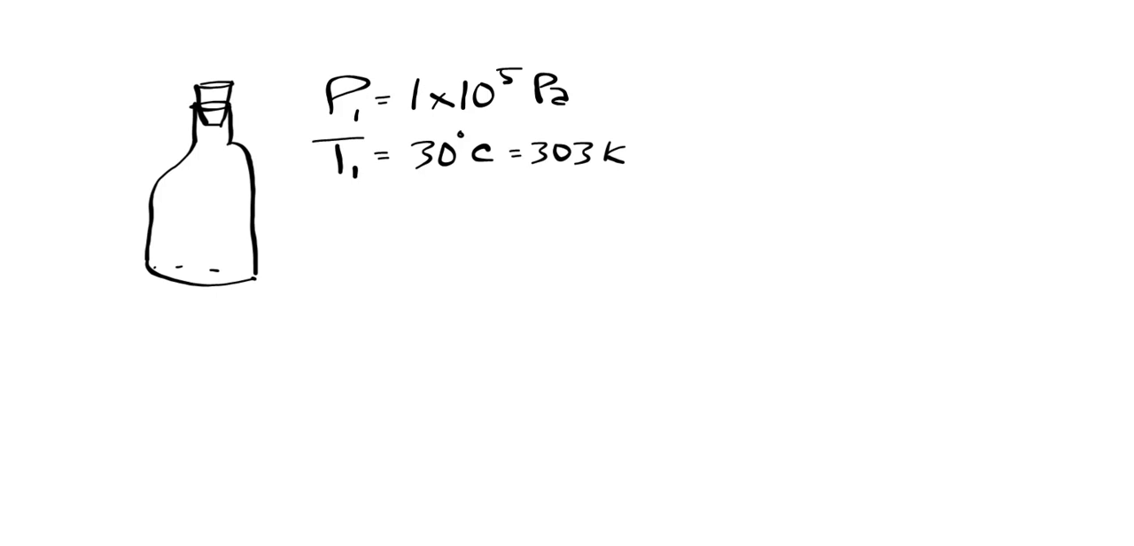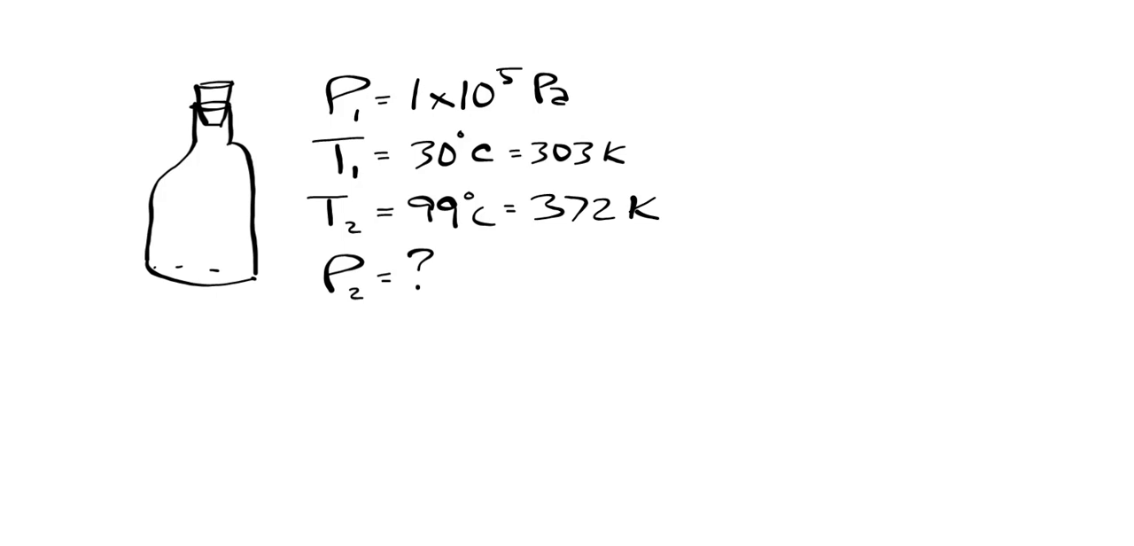We're going to try to eject the cork out of this bottle by placing it over a fire. When this is done, the temperature rises all the way up to 99 degrees Celsius, which is 372 Kelvin. At this point, the cork's going to pop out. The question is, what's the pressure inside the bottle when this happens?